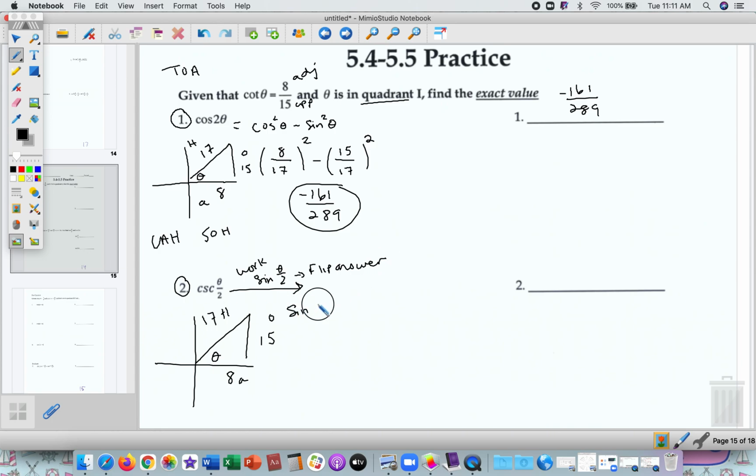So sine of theta over 2 is equal to plus or minus the square root of 1 minus cos theta over 2. Now we always want to think, is it going to be positive or negative? Our original theta is in quadrant 1, so it's between 0 and 90 degrees. Theta over 2 is then between 0 and 45, which is in quadrant 1, and in quadrant 1, sine is positive. So we can cross that off and we know our answer is going to be positive.